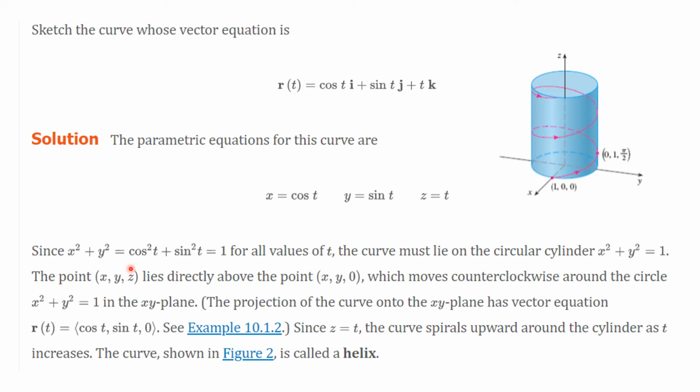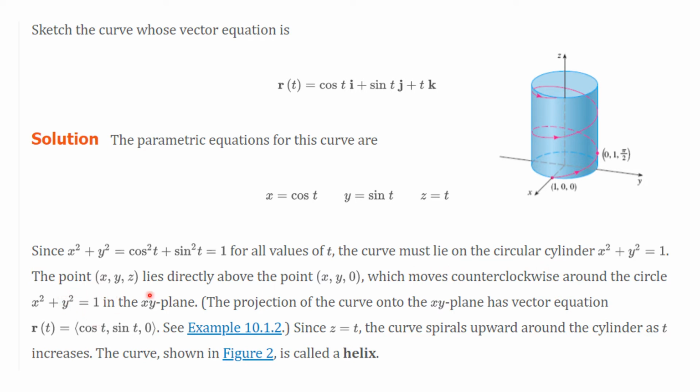Now, since x squared plus y squared is the same thing as cosine squared t plus sine squared t, which is equal to 1 for all values of t, the curve does lie on the circular cylinder x squared plus y squared equals 1. That means the curve lies on it. It doesn't mean the curve is equal to that cylinder. It just lies on it.